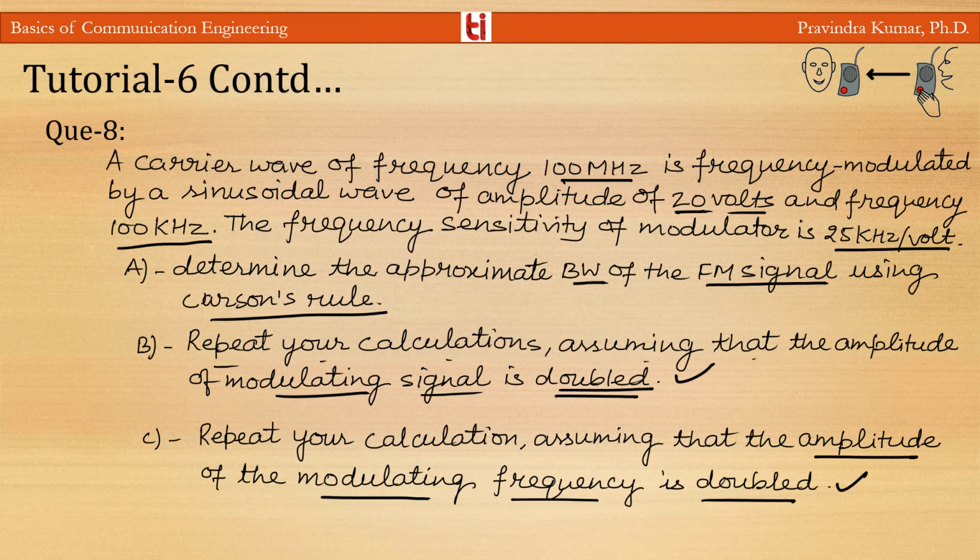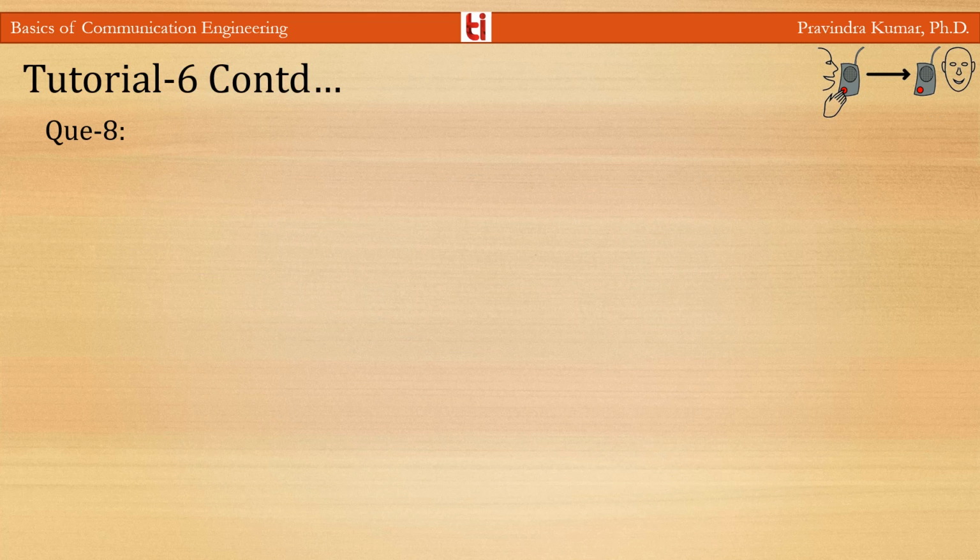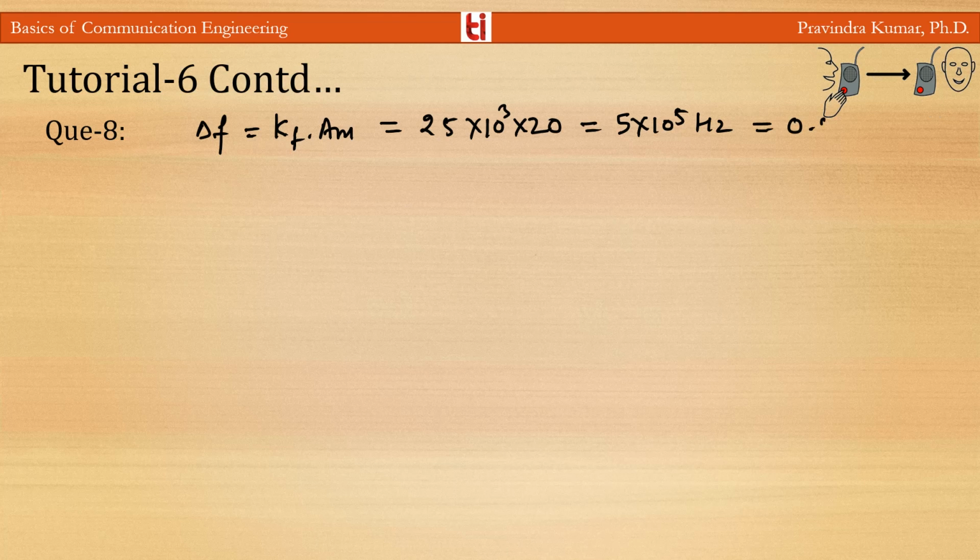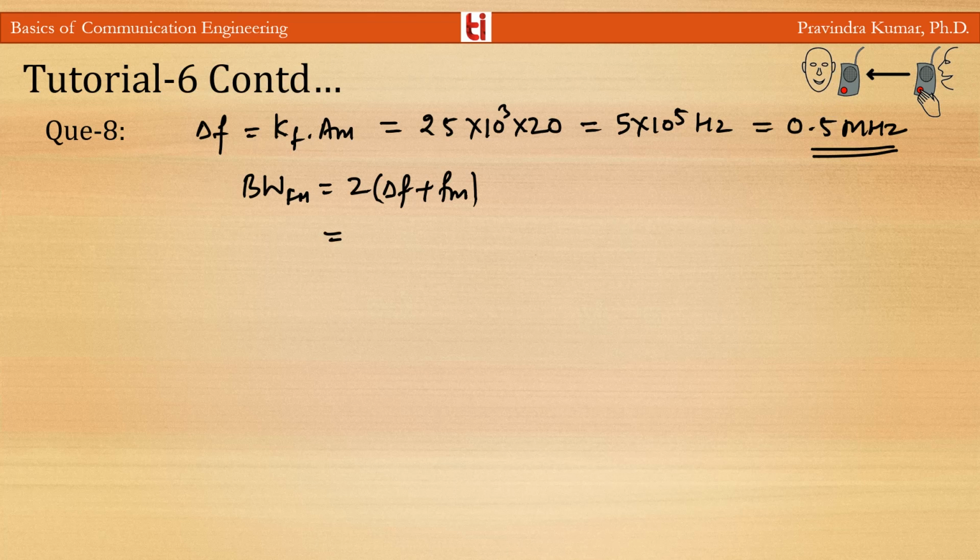So for the first part, determine the approximate bandwidth. You know here the deviation delta F is kf into Am, and you have given kf as 25 and Am as 20 into 10 to the power 3. By this you will have 5 into 10 to the power 5 hertz, or you can say 0.5 megahertz. So the frequency deviation is 0.5 megahertz, and the bandwidth for this FM will be 2 delta F plus fm. So here it will be 2 into 0.5 plus 100, so it will be 201 megahertz.